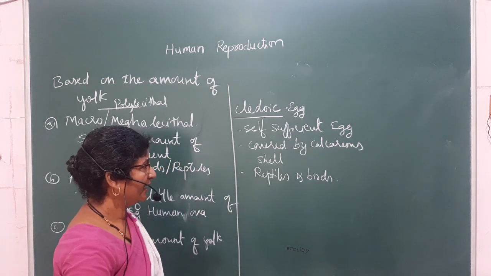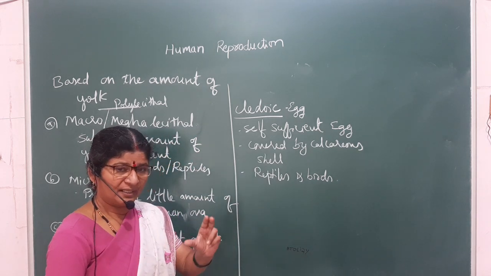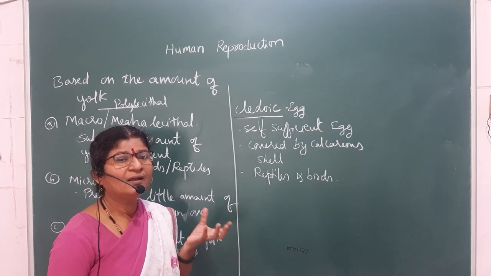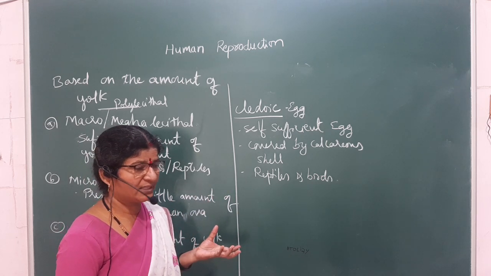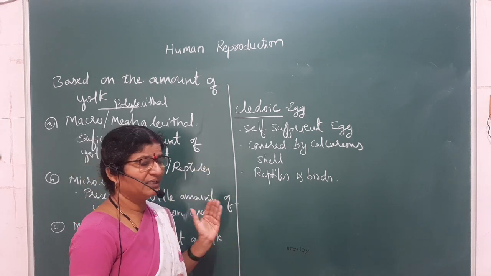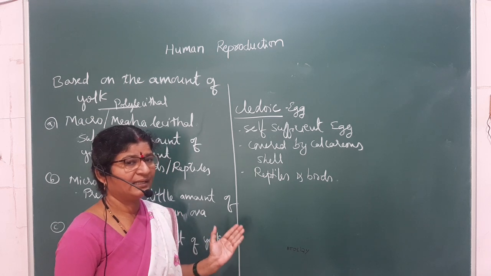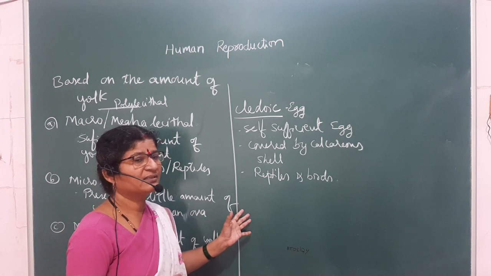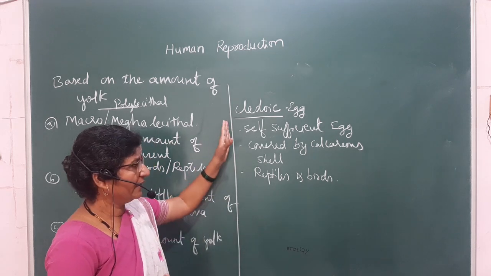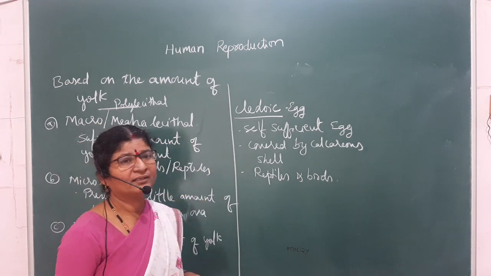So cleidoic egg is a type of egg which is bigger in size and has a large amount of yolk and is covered by a calcareous shell for protection, and they are usually oviparous. The mother will lay the fertilized egg, and after incubation the babies are hatched out from the egg. So this is about the cleidoic egg.